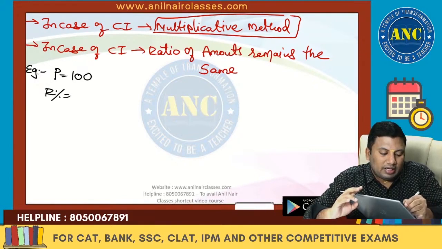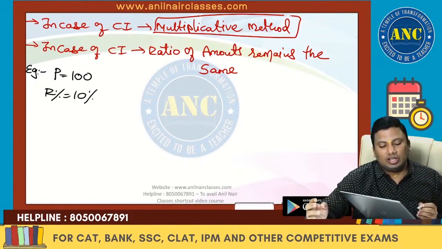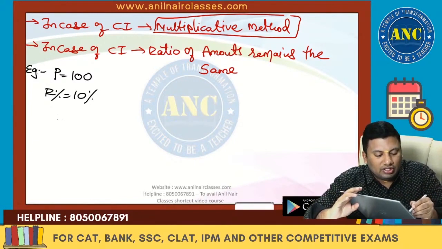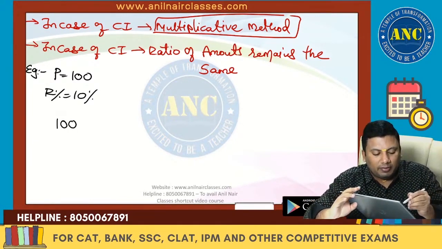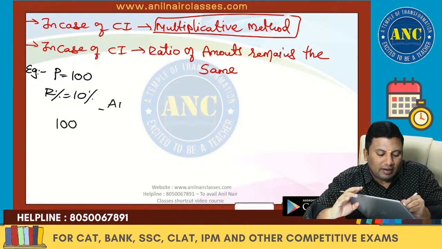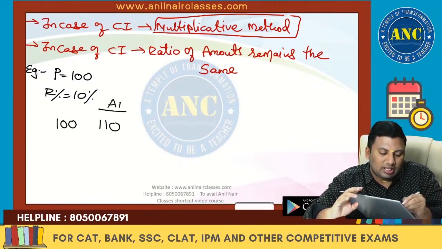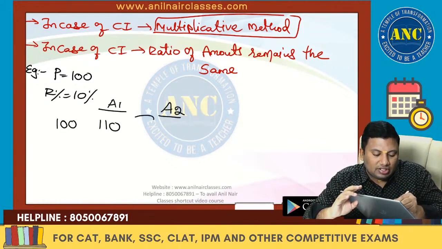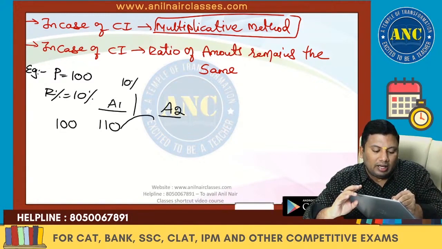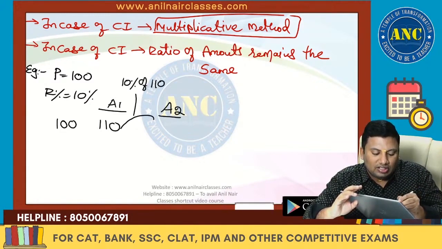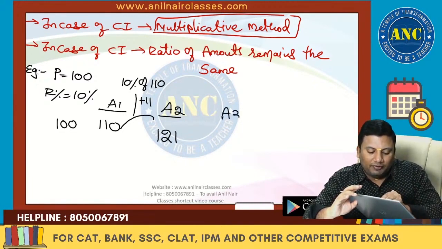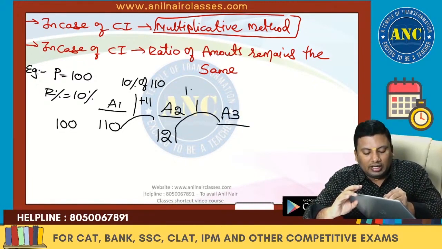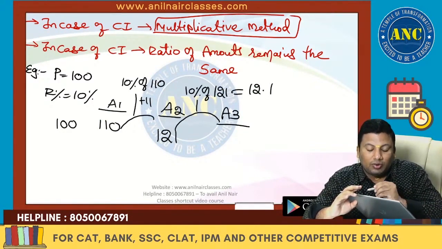R is nothing but 10 percentage. So initially the sum borrowed is nothing but 100. After 1 year, 100 plus 10 percentage more is nothing but 110. In the second year, there will be an interest on interest. This is nothing but 10 percentage of 110, which is 11 addition. This is nothing but 121. Amount after third year, there will be interest on interest, 10 percentage of 121, which is nothing but 12.1.